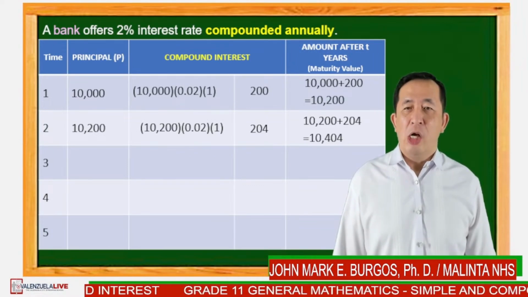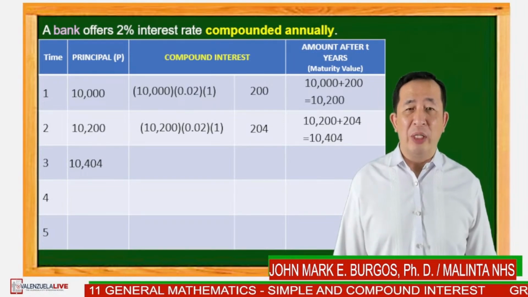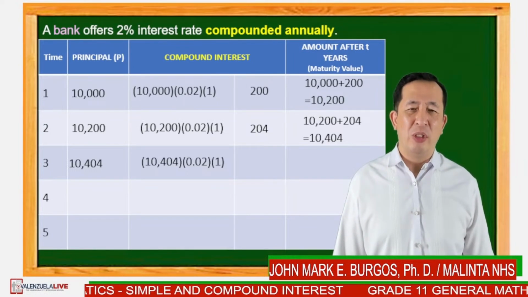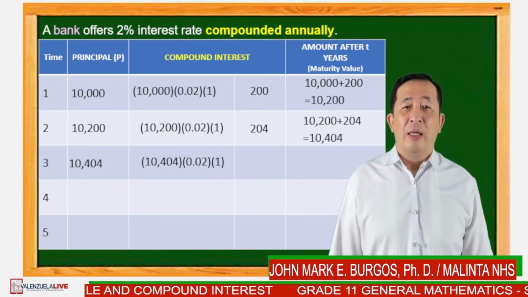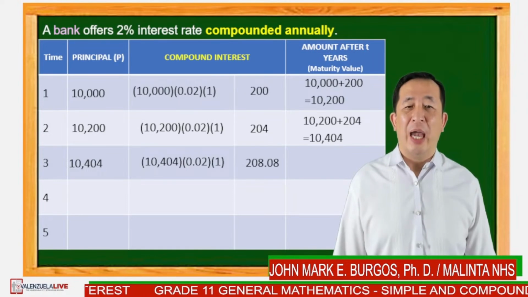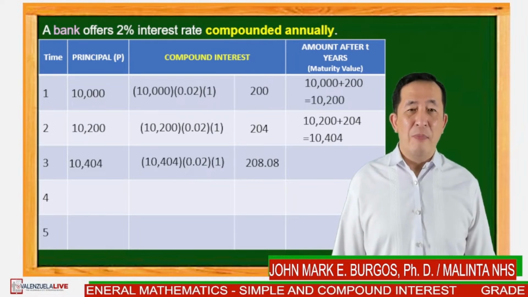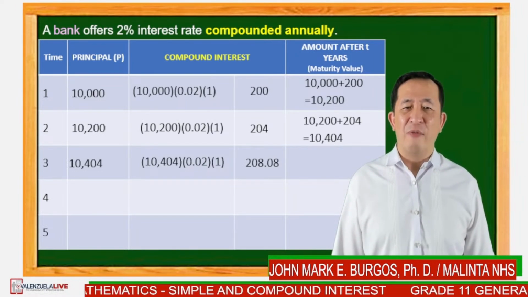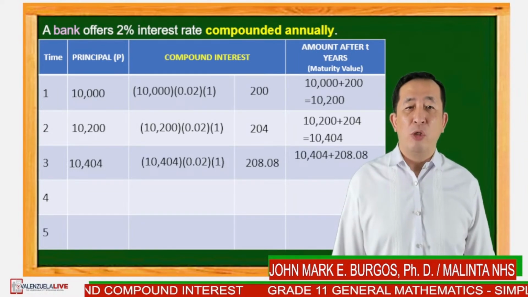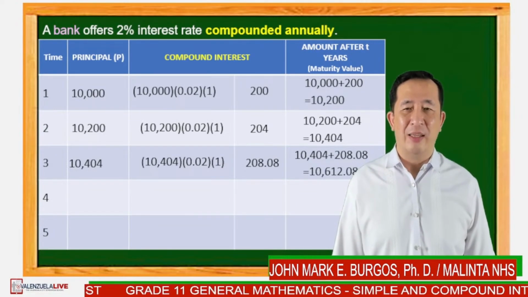On the third year, on the principal, we have to start with the computed maturity value of time 2 or the second year. So we have the principal 10,404, and to compute for the compounded interest, we have 10,404 times 0.02 times 1. The interest or the compounded interest will be 208 pesos and 8 centavos. After 3 years, the maturity value will be 10,404 plus 208 pesos and 8 centavos. The maturity value will be 10,612 pesos and 8 centavos.